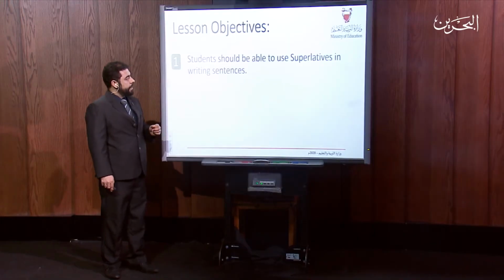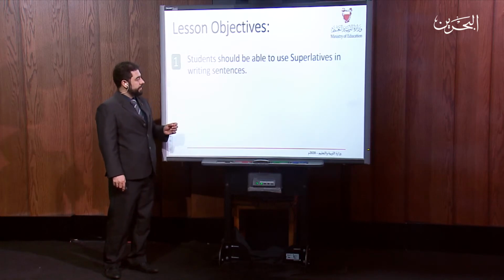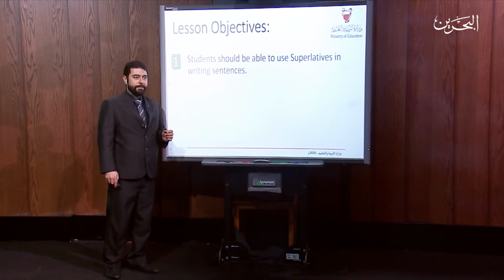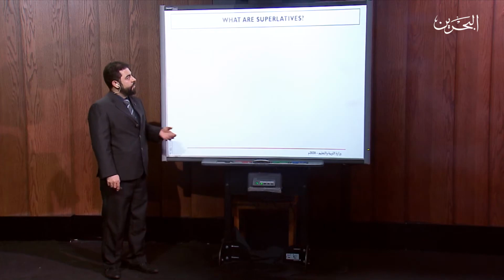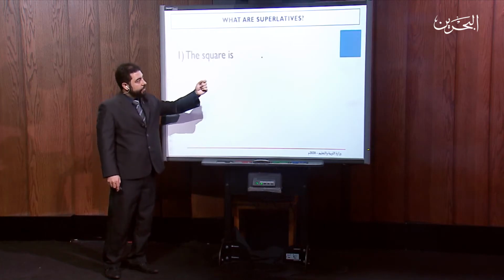Our lesson objectives. Number 1, by the end of the lesson, you should be able to use superlatives in writing sentences. So, what are superlatives? Look at the blue square in the corner.